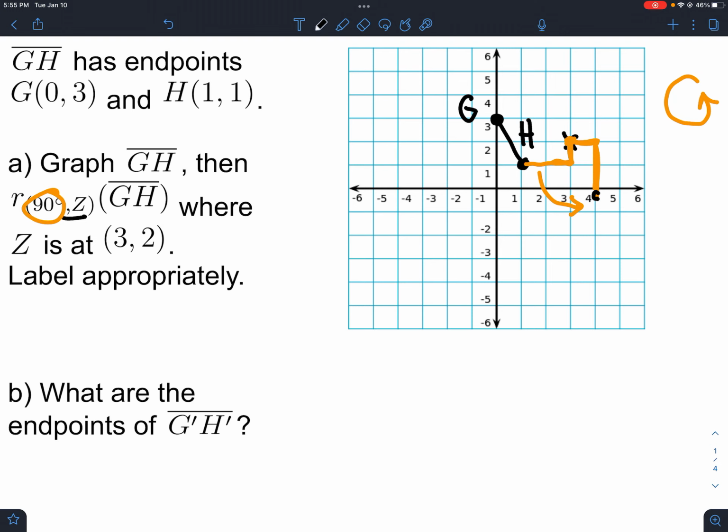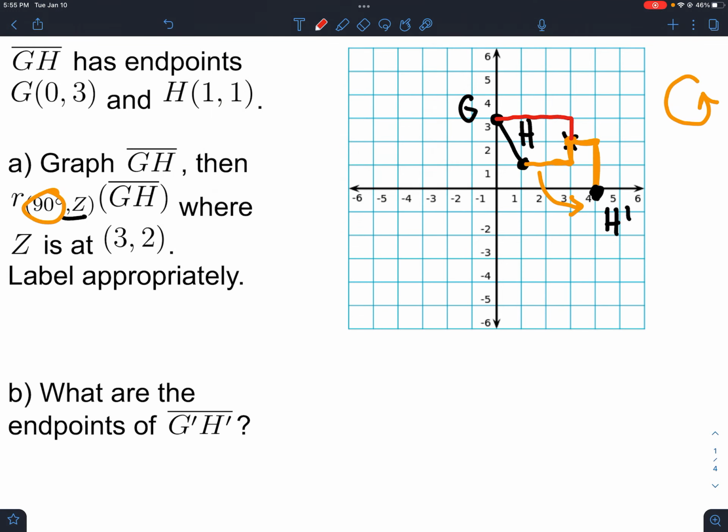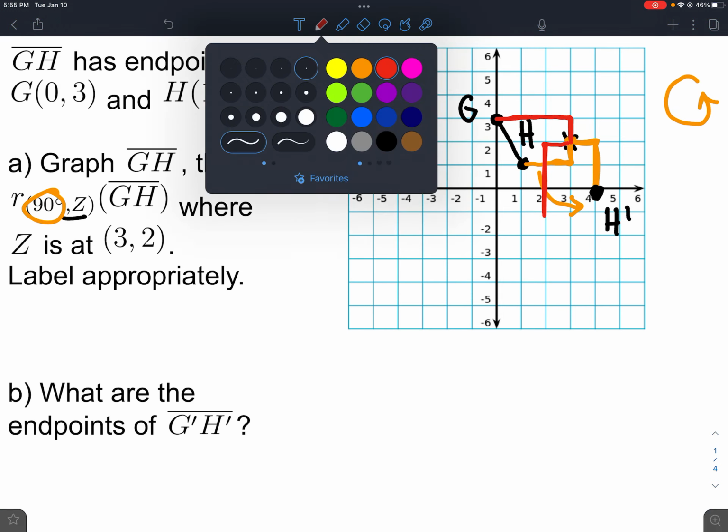And that's going to place H prime. And we could do the same thing for G. We got that L shape, and then we're going to spin it down and get, it's 3 long, so it's going to be right here.